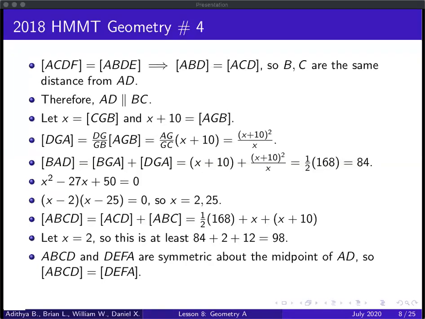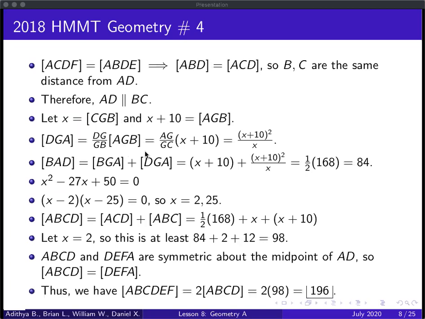So this tells us that the whole trapezoid ABCD is symmetric with the whole trapezoid DEFA, right? So this means that they have the same area, right? And we already found the minimum area of ABCD was 98, right? So the minimum area of DEFA is also 98. And so the minimum area of the whole hexagon is just their sum, which is 196.